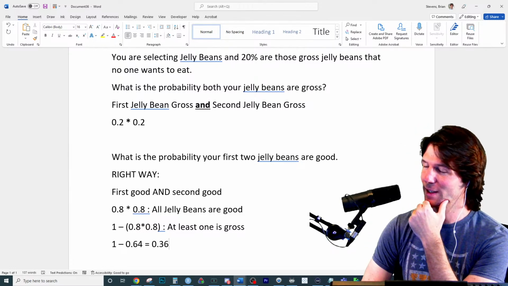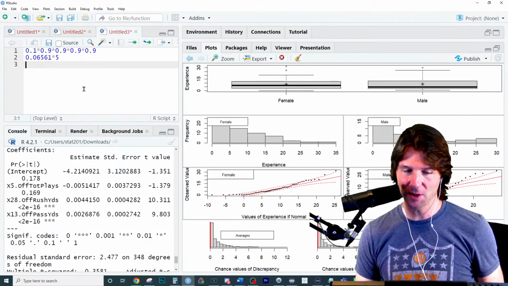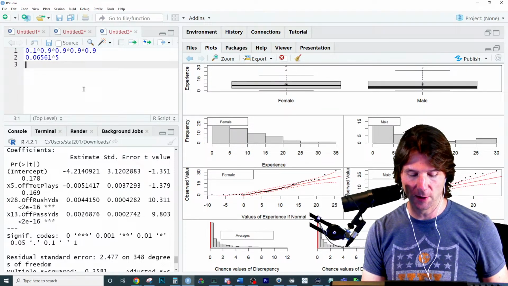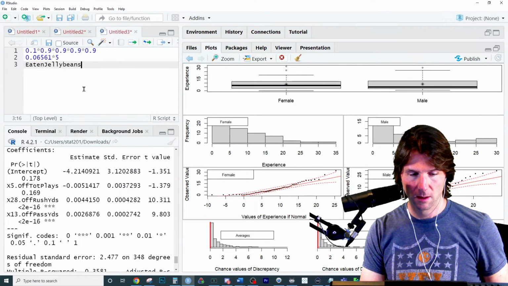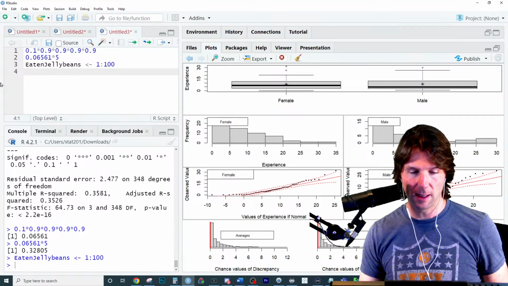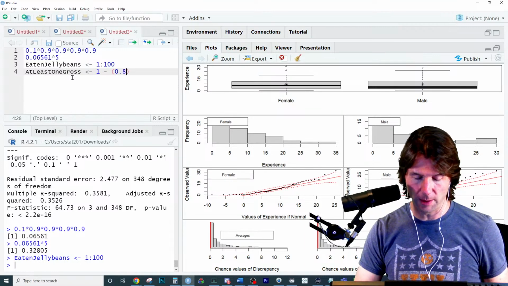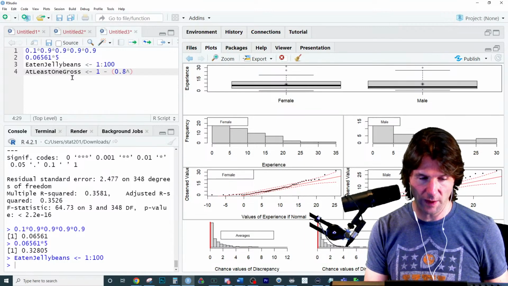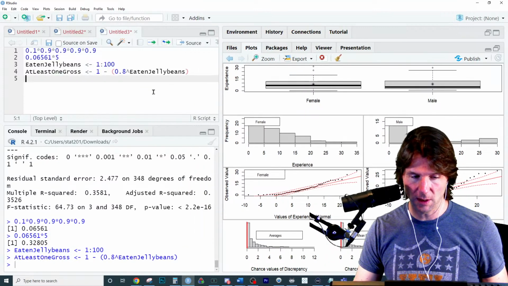I'll show you this really quickly. What's really cool, and this is why I like business analytics, is that I was thinking about this theoretically. So what we have right here is eaten jelly beans, and the amount of jelly beans you eat could be from 1 to 100. The probability of at least one gross is always going to be the formula 1 minus all good jelly beans. So we need to raise this to the vector of eaten jelly beans, and there are the associated probabilities.